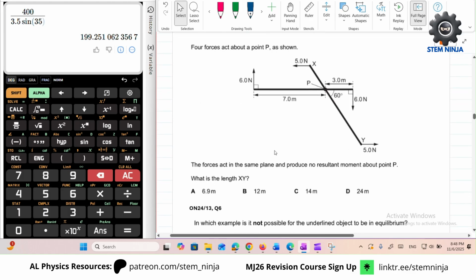Four forces act about a point as shown. The forces act in the same plane and produce no resultant moment about B. What is the length xy? That means the system is in equilibrium. So what is the length xy?